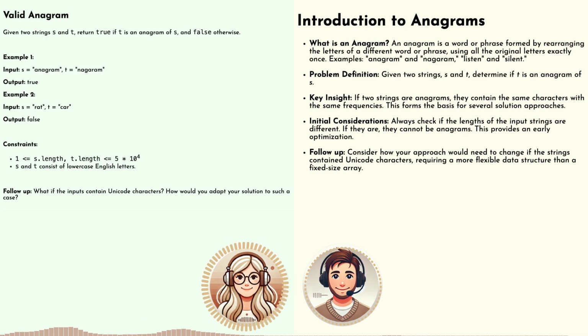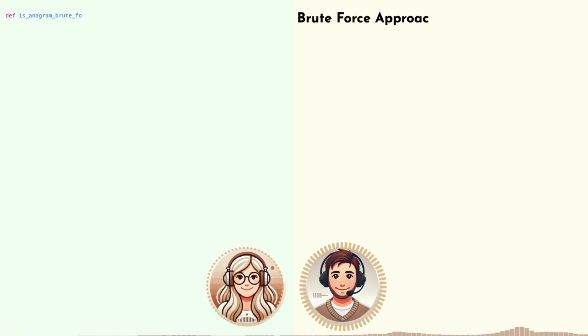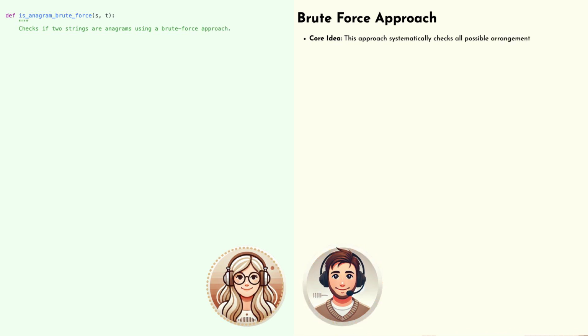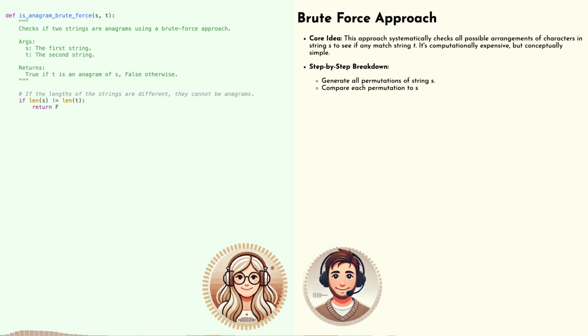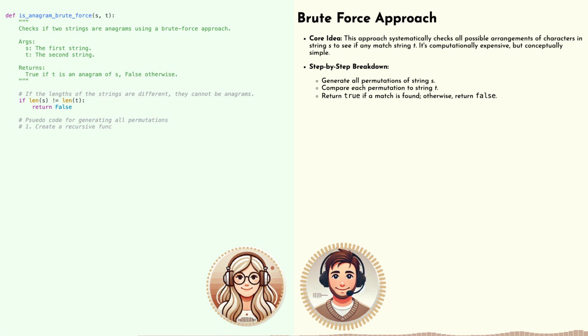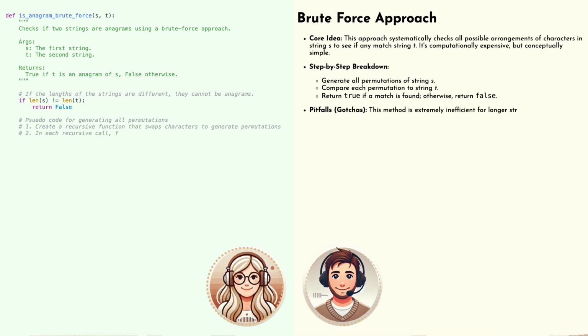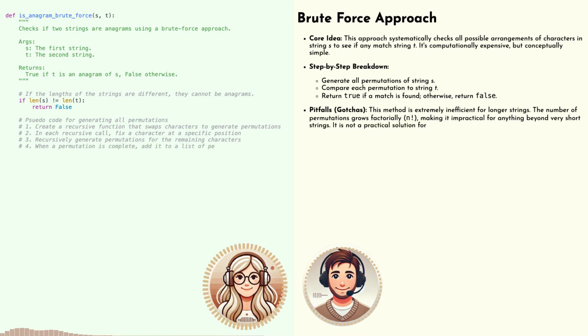Exactly. So the valid anagram problem is basically asking, given two strings, figure out if one is an anagram of the other. Now, obviously, if we were just playing around with words, we could just try rearranging them in our heads. But in coding, we need a more systematic approach. You need an algorithm. Exactly. And like a lot of coding challenges, there are tons of different ways to solve this. Some are more intuitive, some are way more efficient.